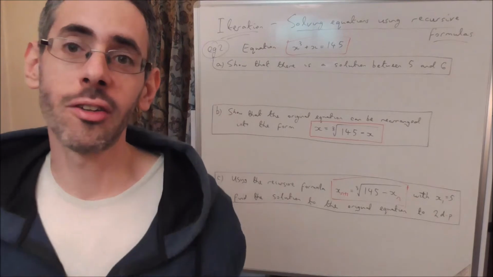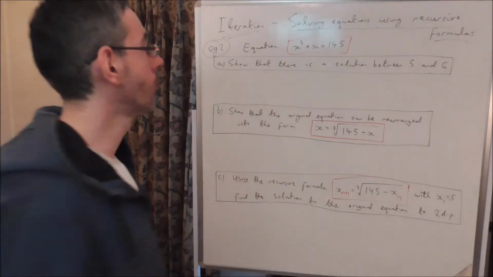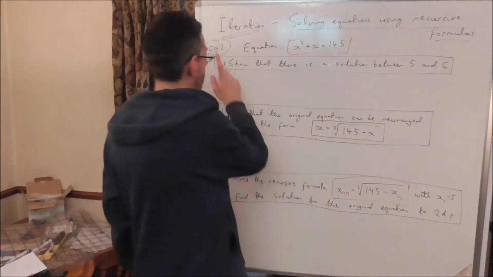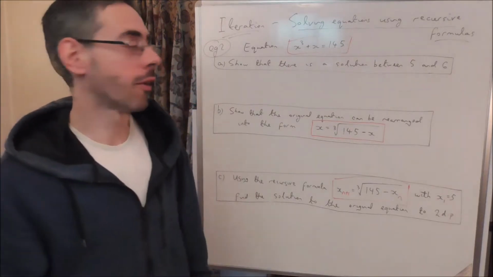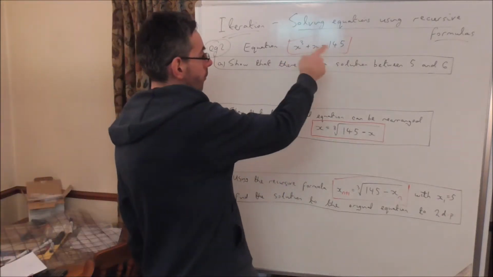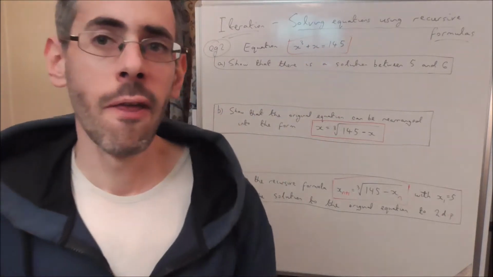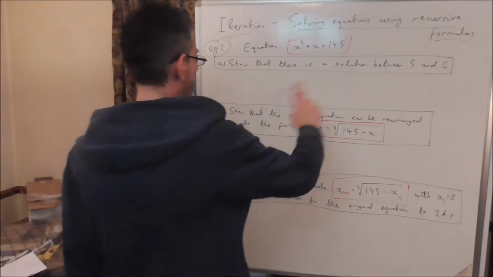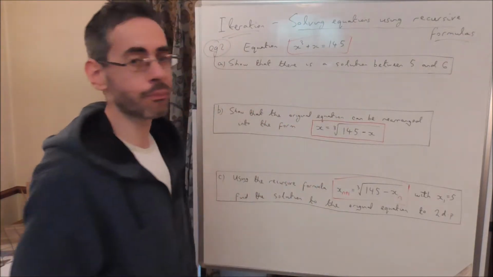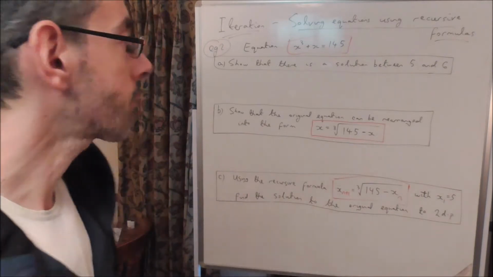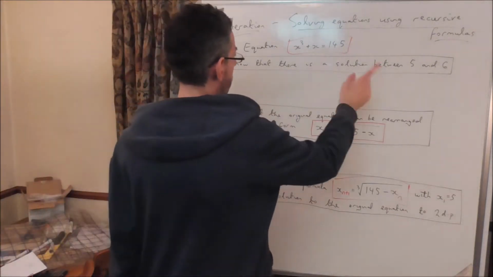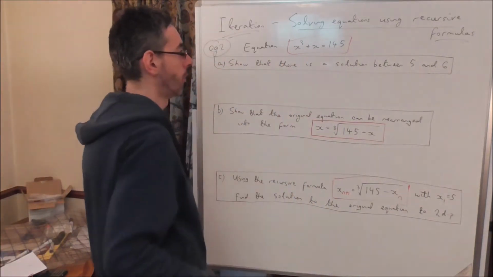Right, so this is my second and last example of solving an equation using a recursive formula. So here is example number 2. The equation this time is x cubed plus x equals 145. And this question has 3 parts. We'll go through it a bit quicker than example 1, because you've already seen it once before. So part A is show that there is a solution between 5 and 6 to this equation.